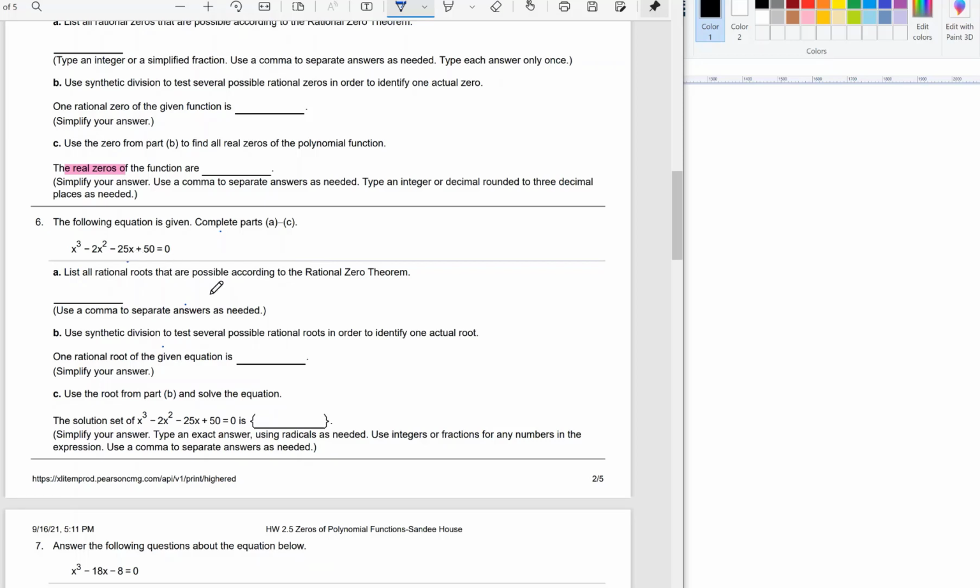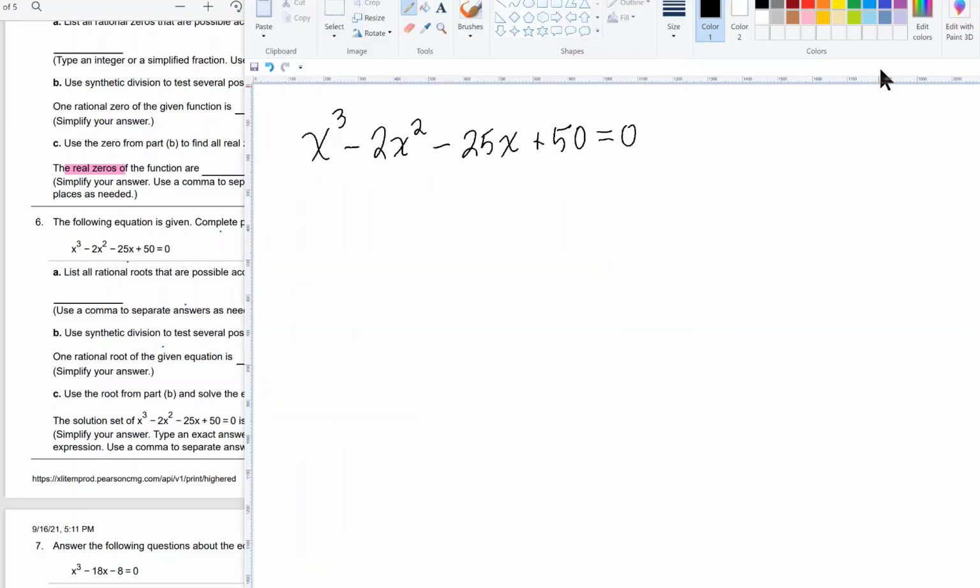Number 6, the following equation is given. Complete parts A to C. X cubed minus 2x squared minus 25x plus 50 equals 0.